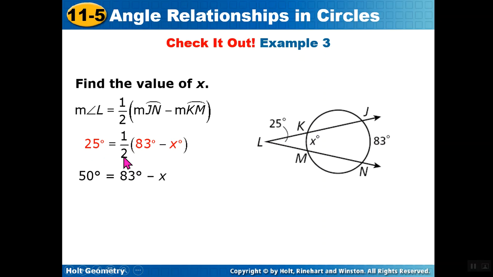Now get rid of this half by moving the 2 there by multiplication. So if we move the 2 there, multiply by 25, we get 50. Now 50 is equal to 83 minus x. Solve the equation to get x equal to 33 degrees. We move the x to the left side and 50 to the right side to get 33 degrees for this x. Now if we want to be sure our answer is correct, we subtract 83 minus 33, which is 50, then divide the answer by 2 to get 25. This is how we can check the answer.